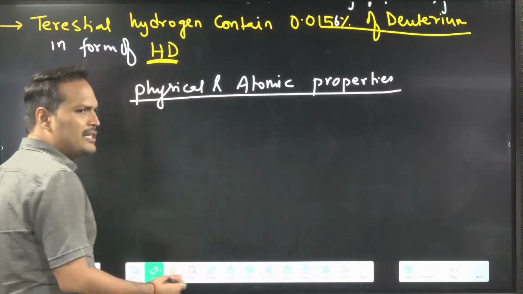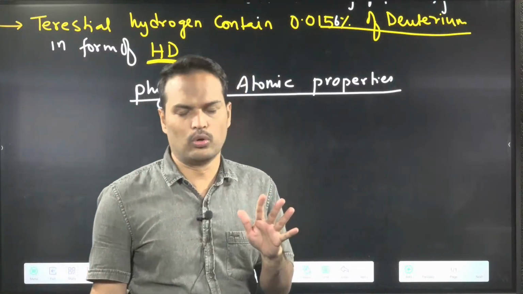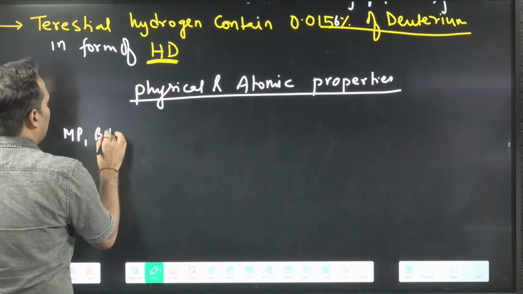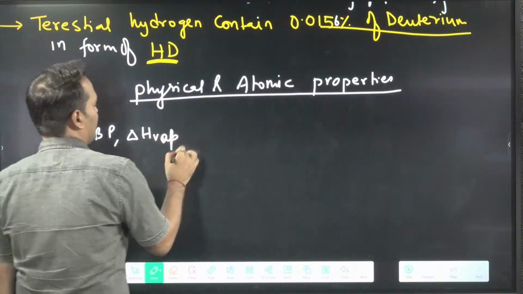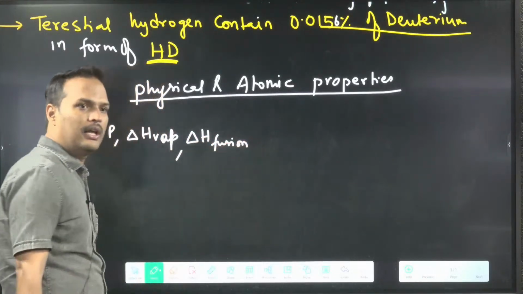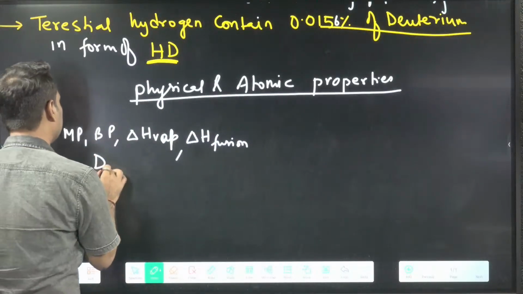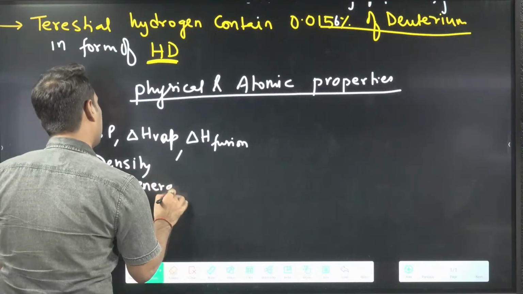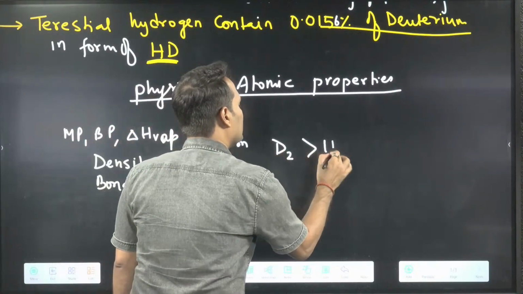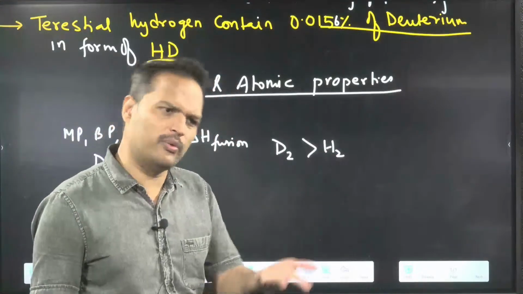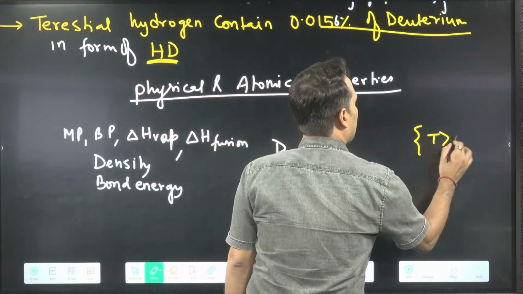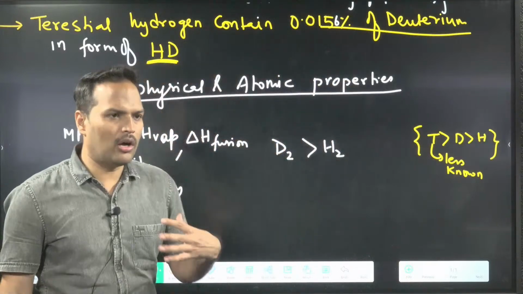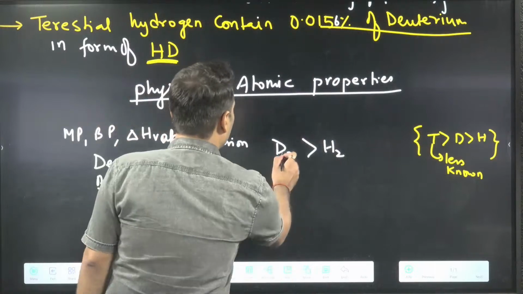Clear with this point? So when you see the data, you will find that the abundance of hydrogen is more, around 99%. In the rest of the properties, check once: melting point, boiling point, delta H vaporization, delta H fusion, density, bond energy, all the atomic and physical properties. You will see that deuterium is more than hydrogen, because deuterium mass is more. You can say tritium too, like this: T greater than D greater than H. Although less data is known for tritium, we are not interested in it. But due to this mass and bond energy thing, the data of D2 is more than protium.